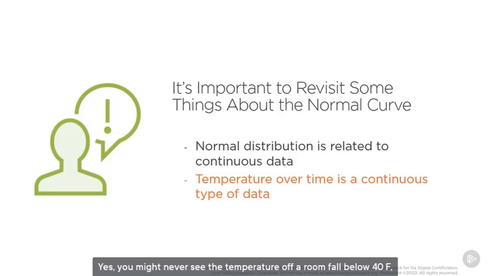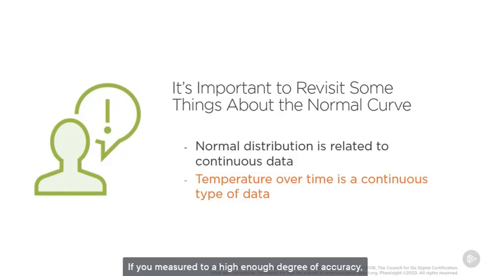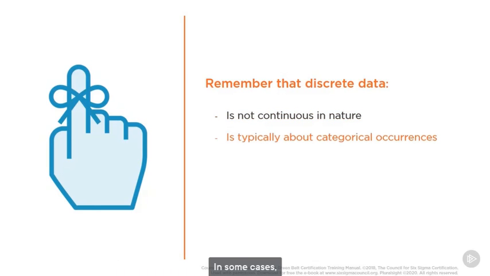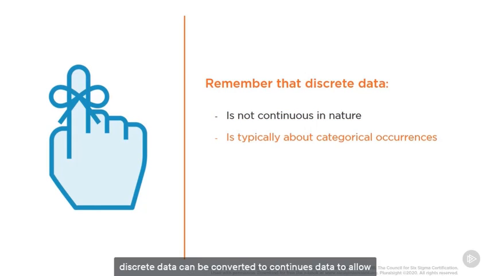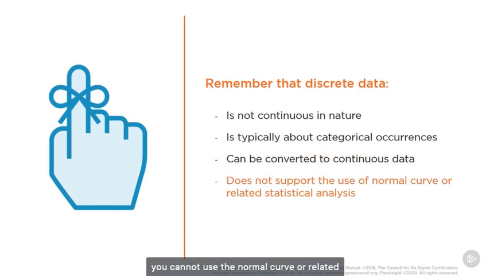Yes, you might never see the temperature of a room fall below 40 degrees Fahrenheit, but within a range such as 40 degrees and 80 degrees, there are an infinite number of continuous data points, if you measured to a high enough degree of accuracy. Remember that discrete data is not continuous in nature. Discrete data is typically about categorical occurrences. In some cases, discrete data can be converted to continuous data to allow Six Sigma teams to use more statistical analysis tools when working with the information. When that isn't possible, however, you cannot use the normal curve or related statistical analysis on discrete data. Discrete data usually involves either a binomial distribution or a Poisson distribution. Both will be covered later in this module.